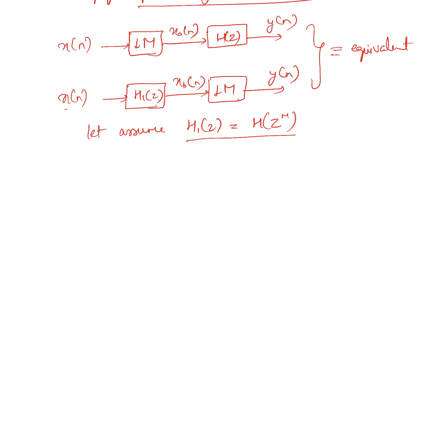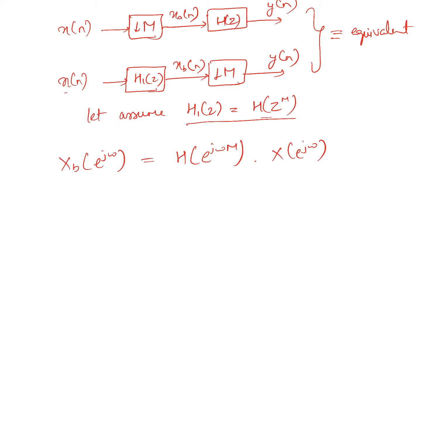So let's see from the second block diagram representation in the frequency domain, it would be Xp of e to the power j omega is equal to, if I substitute h1 of z as h of z to the power n, h of e to the power j omega n times X of e to the power j omega. So this is pretty much straightforward.